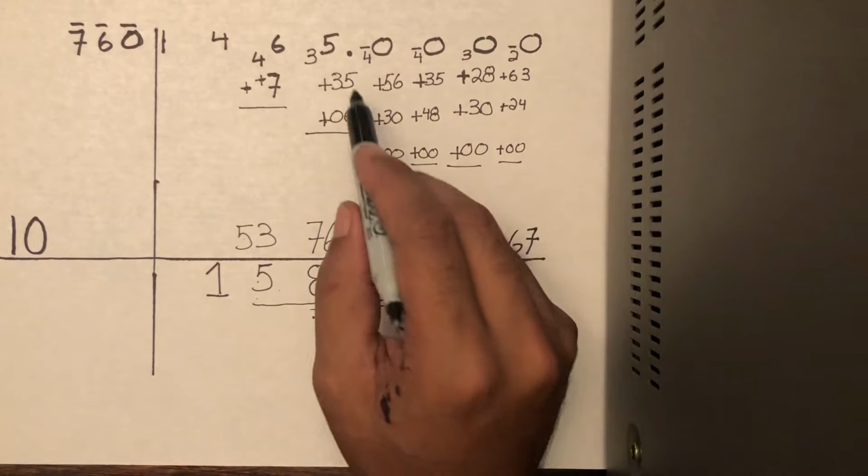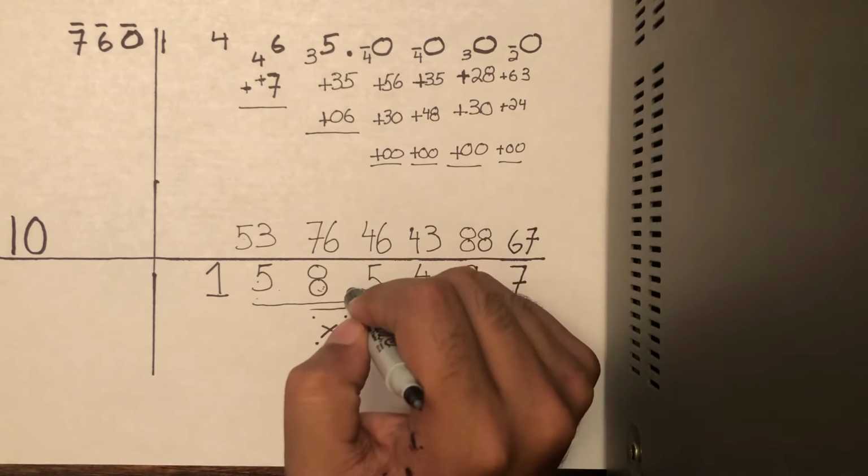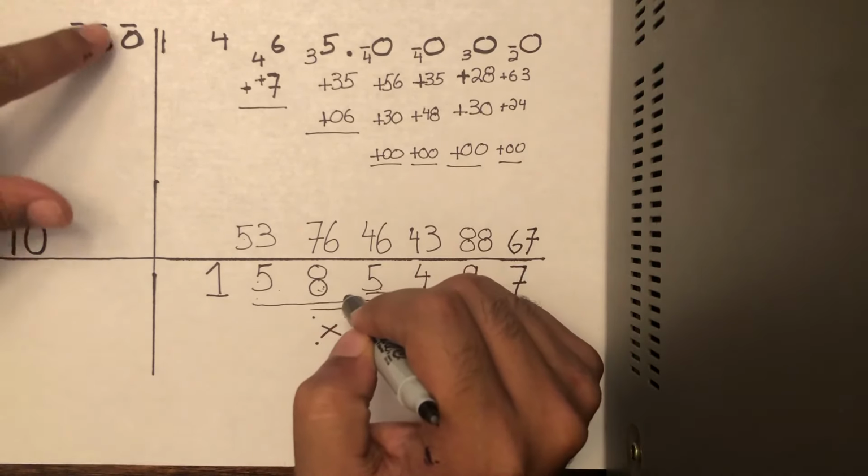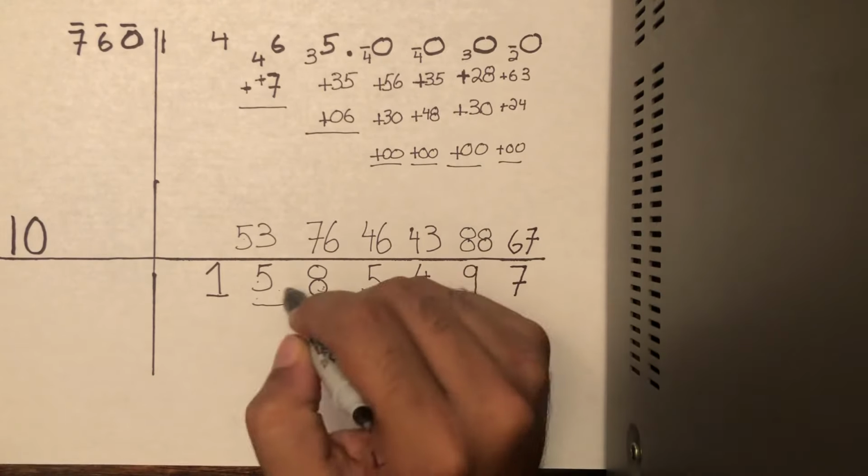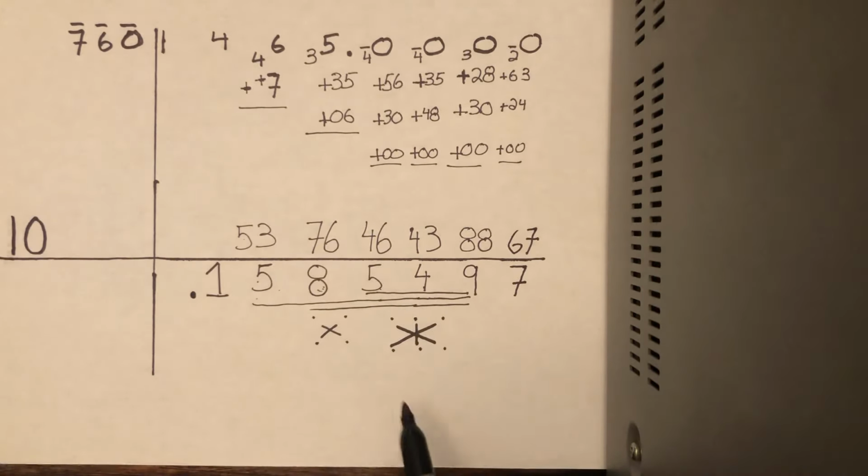So where does the decimal go before we do that? Decimal point's going to be right here, and we have to move it 3 spaces to the left because I have 3 flag digits. So 1, 2, 3. So 0.15, 8, 5, 4, 9.